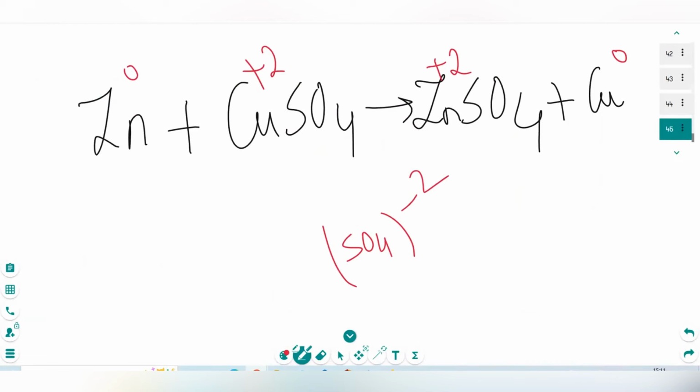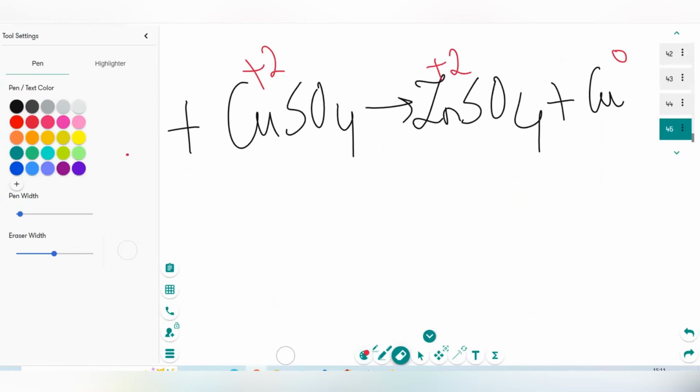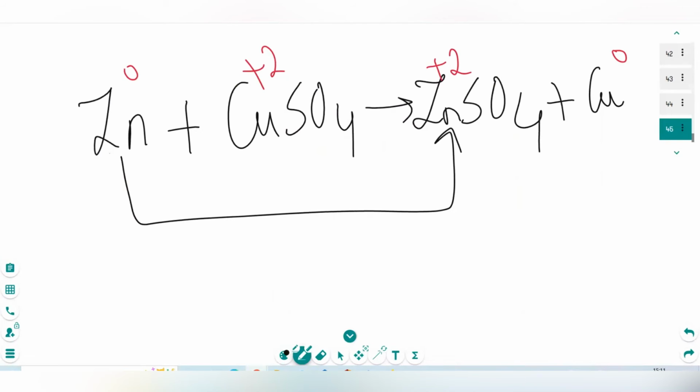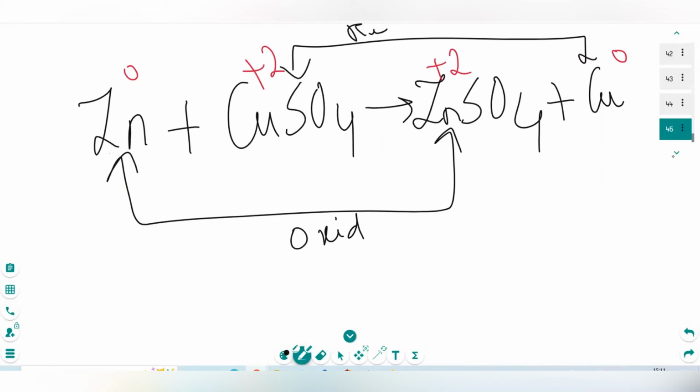Can you tell me which is the oxidation and which is the reduction? Oxidation is the zinc and reduction is the copper. Super. So zinc is oxidation and copper is reduction. Will this reaction take place? You have balanced, done everything. So that you will have to check using this series.